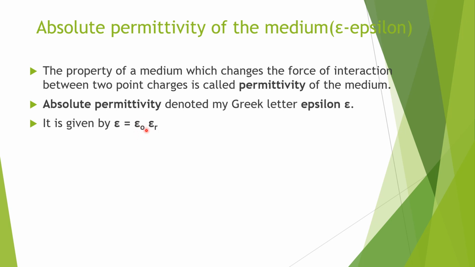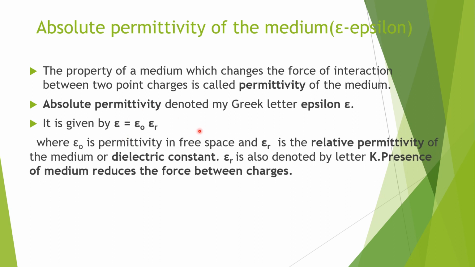So what is epsilon 0? It is the permittivity of free space. Epsilon naught is the permittivity in free space, and epsilon r is the relative permittivity of the medium. Do not confuse epsilon r and epsilon naught. Epsilon r is the relative permittivity, that is, the permittivity of the particular medium. Another name for epsilon r is dielectric constant, denoted by capital letter K, which is also used instead of epsilon r.